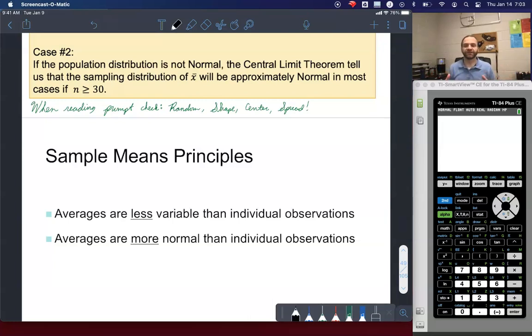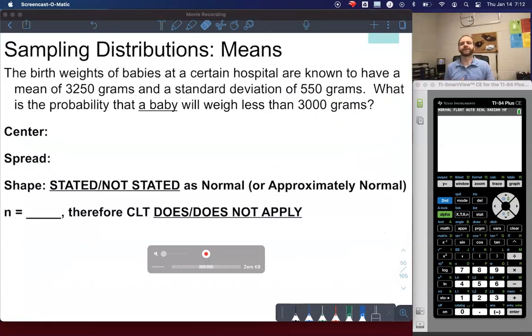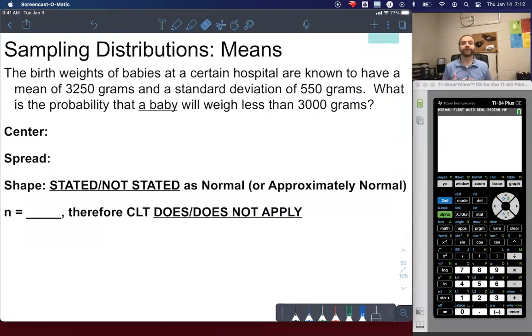So, let's try this out. So let's take a look at this. In this prompt, we are going to be given the same information when it comes to your mean of 3,250 grams, the same information with your standard deviation being 550 grams. What's going to change is some of the information that's provided to us, what we're calculating the probability of, our sample size. But we're still going to read the entire thing because there's little clues inside there.